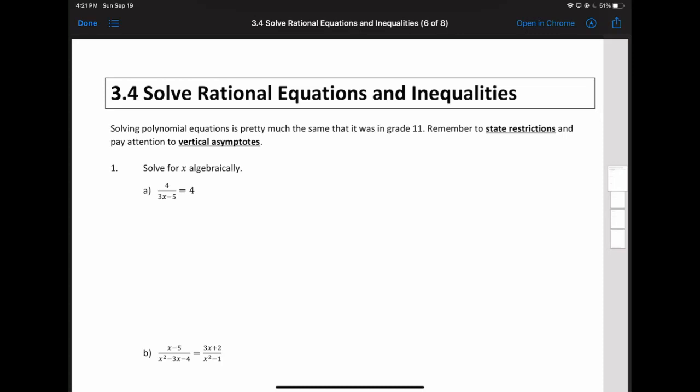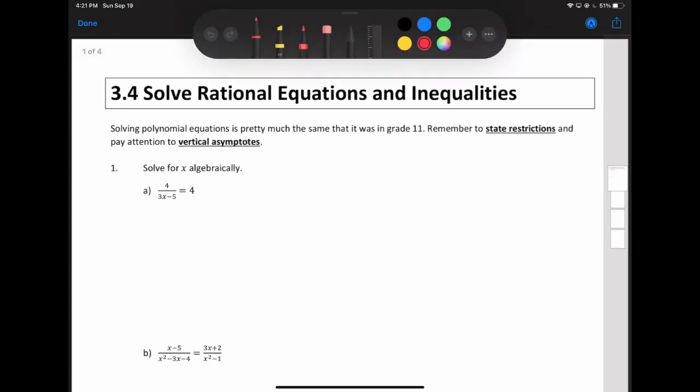So the first one we have, a, is just 4 over 3x minus 5 equals 4. What I'm going to do is, first of all, make a little note here that we want to be able to state any restrictions, and specifically those that would cause a vertical asymptote. Basically, anytime the bottom of a fraction is equal to 0, we have a problem. So I'm going to put up a little pen mark here that we want to state the restrictions, and I'll come back and do that once we've actually solved.